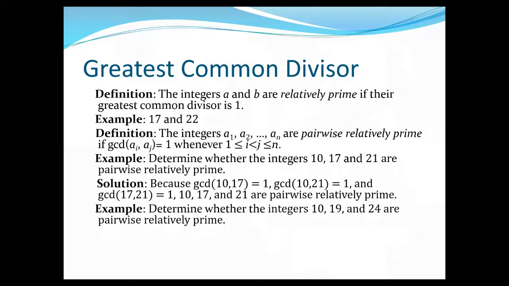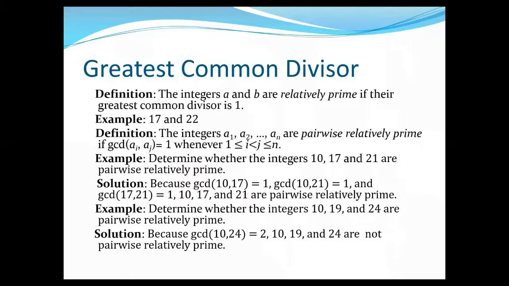Okay, and how about 10, 19, and 24? If one of the pairs doesn't yield 1 as its GCD, it is not considered as pairwise relative prime. It's not pairwise relative prime. So don't forget that.